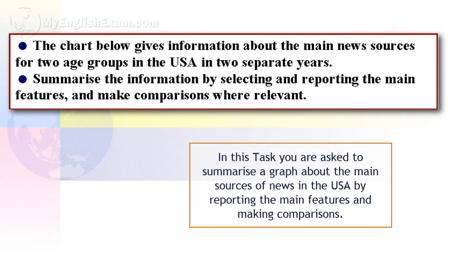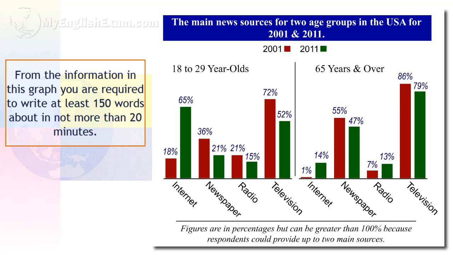In this task, you are asked to summarize a graph about the main sources of news in the USA by reporting the main features and making comparisons. From the information in this graph, you are required to write at least 150 words in not more than 20 minutes.